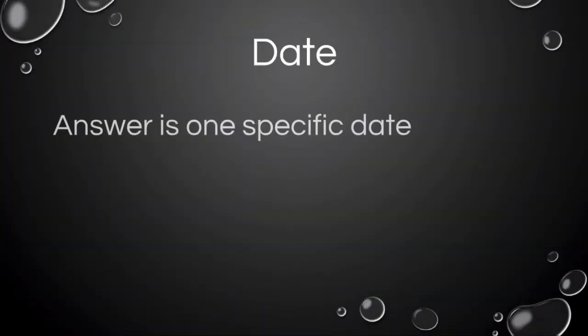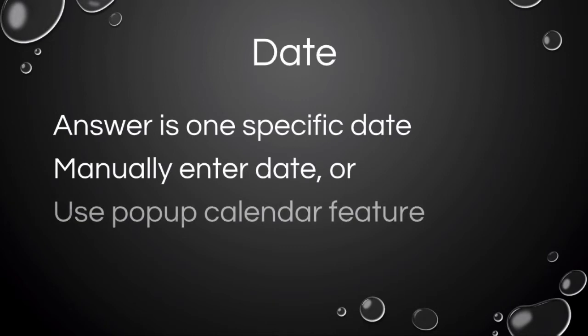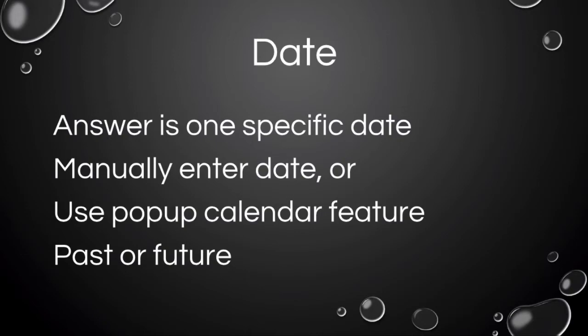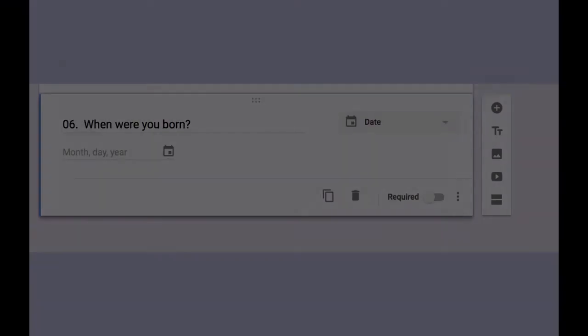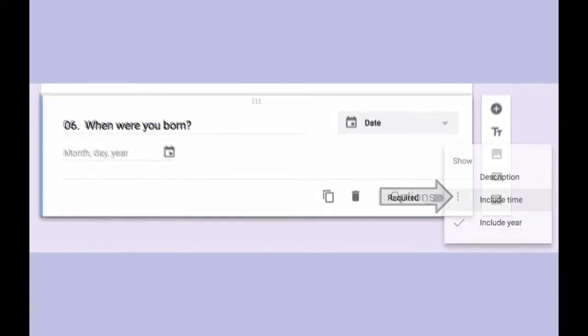Date. Answer is one specific date. The date can be manually entered, or you can use the pop-up calendar feature. It will look in the past or look to the future. So when were you born? You could go in here to the options and make sure that you want to include the year if that's important for you.